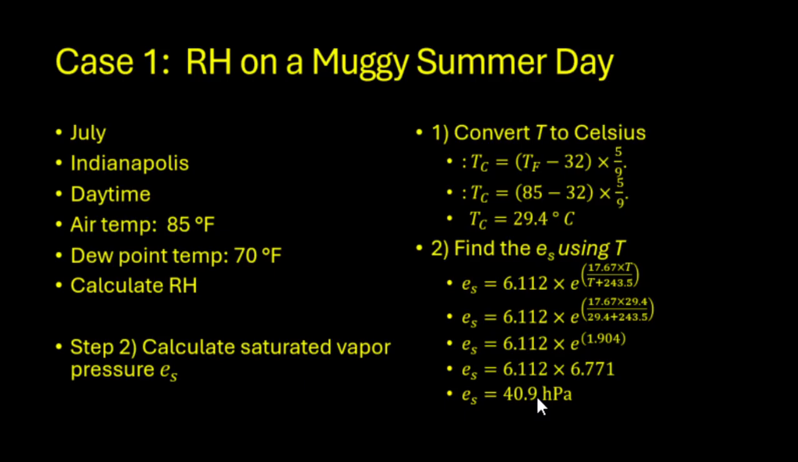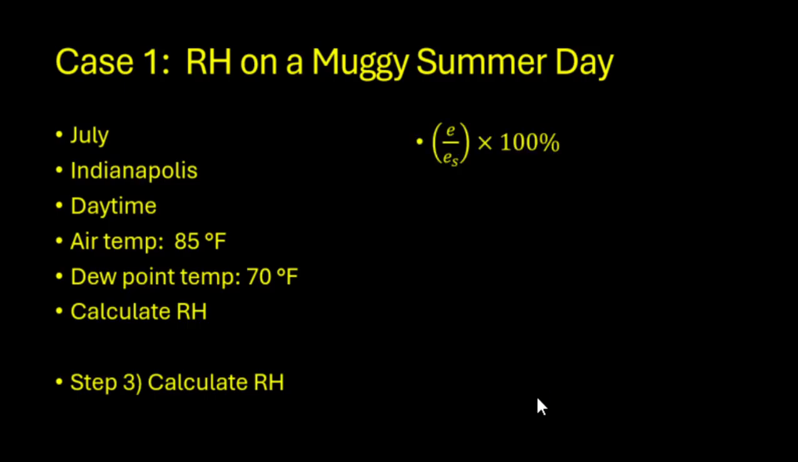We take those two numbers to calculate our RH. Once again, E over ES. So we take that 25 divided from it 40.9, and our result is 61%. So an RH of 61% at 85 degrees Fahrenheit feels muggy. And what that does is it pushes that heat index above 90 degrees, which then, of course, is going to raise heat stroke issues, also thunderstorm risks, kind of like those severe storms we saw over the summers regularly in Indiana.